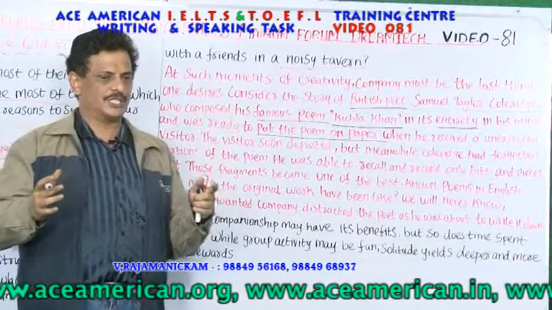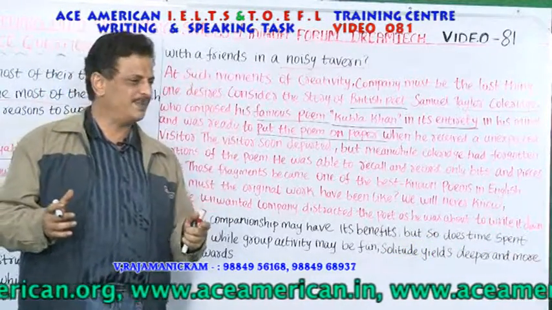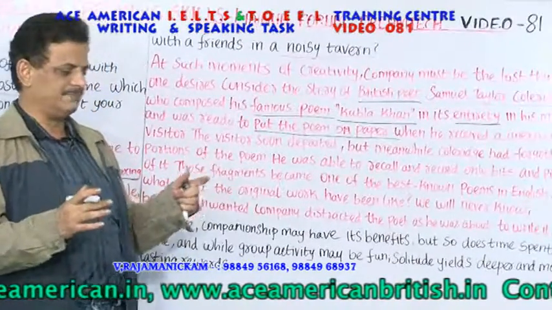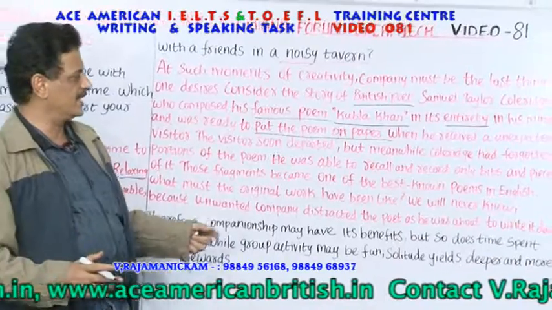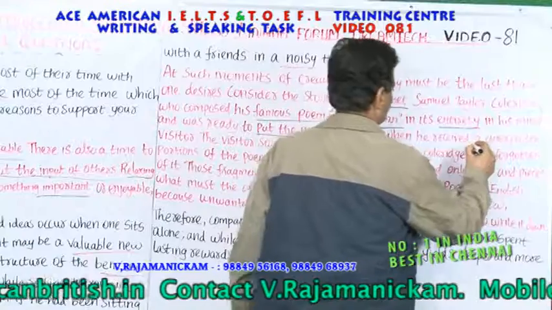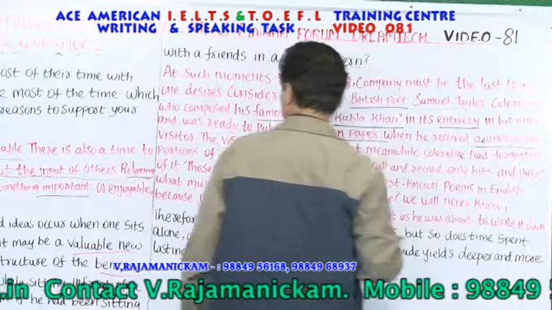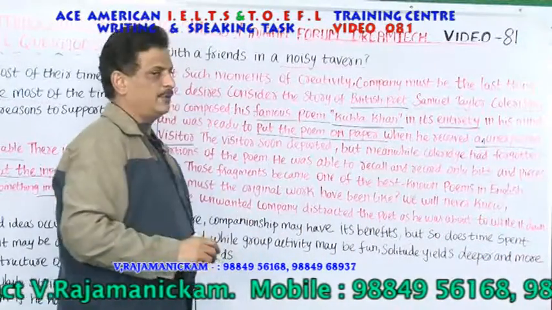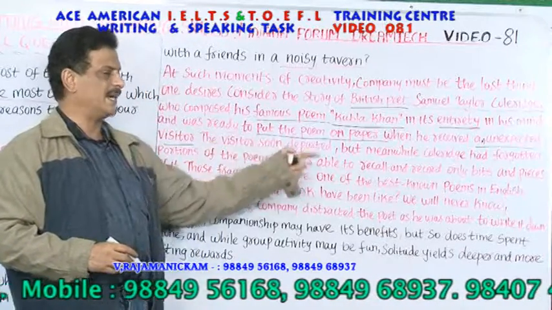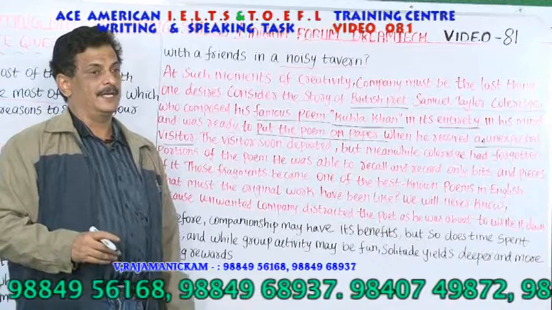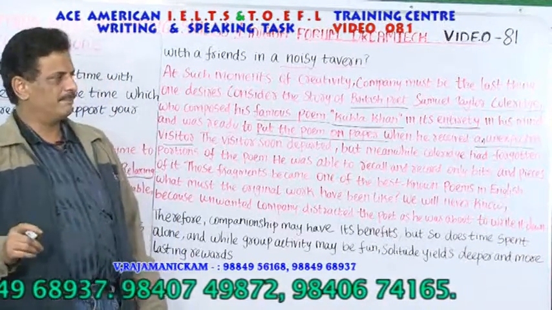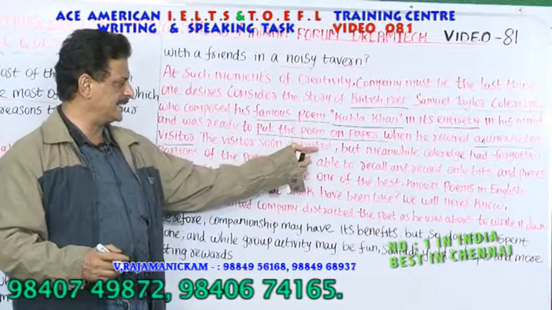So he was almost in what is called pre-production, isn't it? Post-production is once it's over. He was able to pin all the ideas on paper when he received an unexpected visitor. Suddenly one of his friends comes. The visitor soon departed, the visitor went away. He was about to write down all the new creative ideas in the poem.